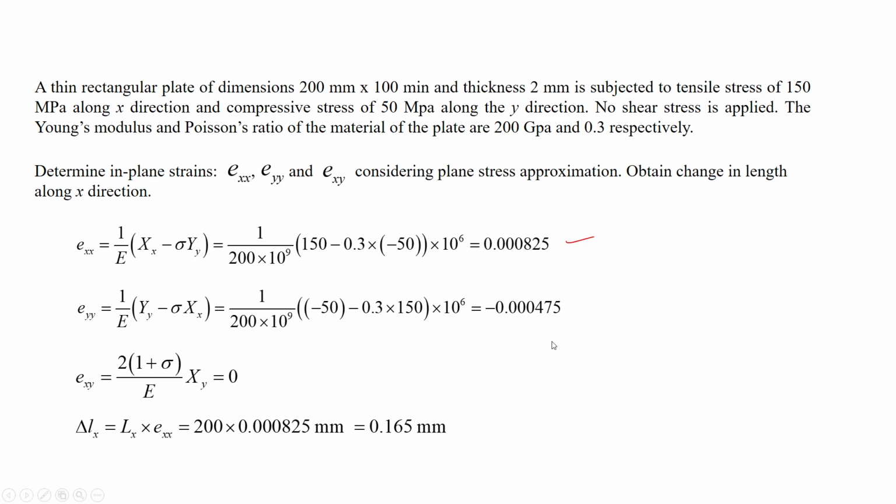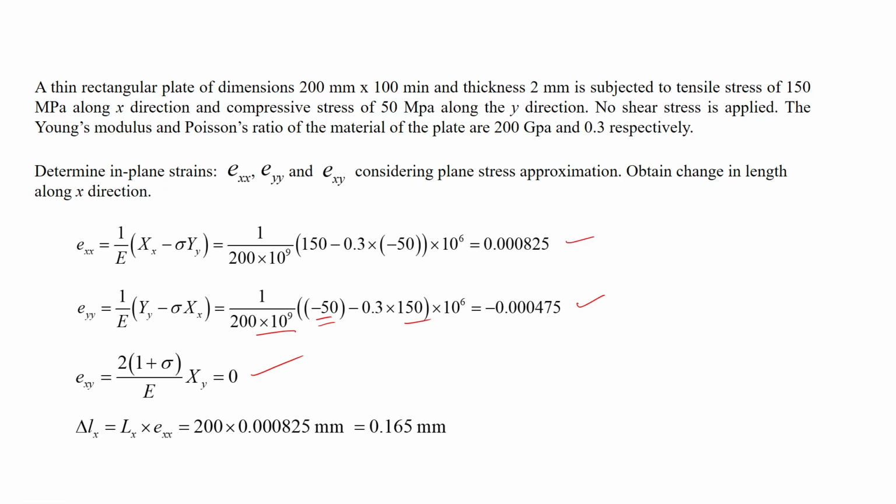Similarly, εyy, in the same way we have to do. Remember that σyy is equal to minus 50 here and minus ν, it is minus 0.3 into 150 here, with megapascal being 10 to the power 6 and gigapascal being 10 to the power 9. So, it will come out to be like this. We can also write εxy is equal to 0 because there is no shear strain here.